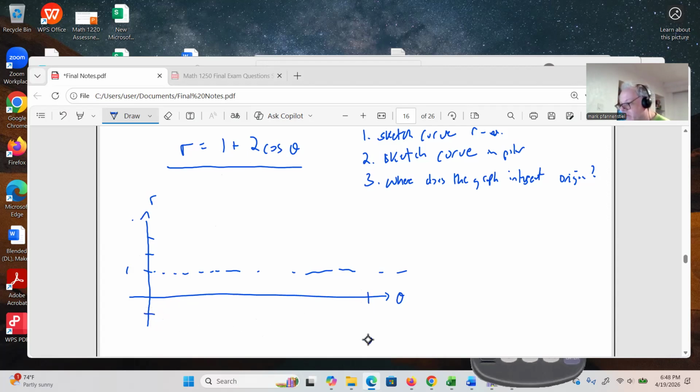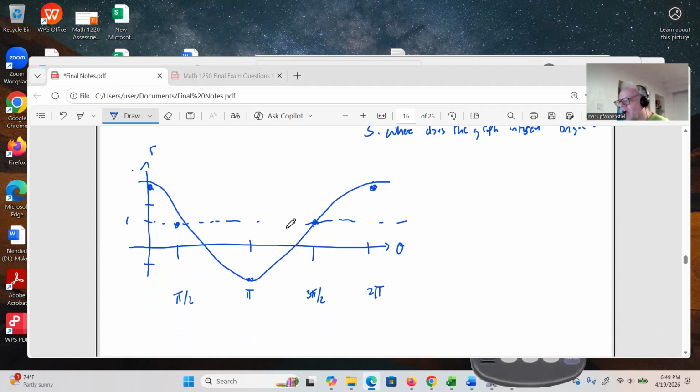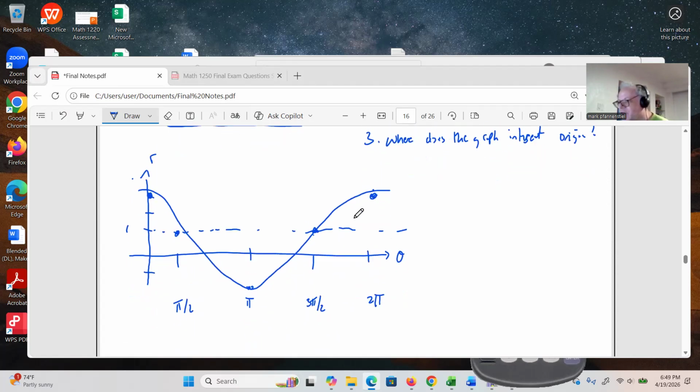Okay, so we need our 2 pi, our pi, our pi over 2, and our 3 pi over 2. And we're going to go ahead and graph this. So here's our cosine values. When theta is pi over 2, cosine of pi over 2 is 0, so we have 1 plus 2 times 0, which puts us down at 1 here. Then back up to our value of 1, and then up here at 2 pi. So this is our graph, and that's our curve. Okay, so that's our Cartesian representation of this curve.